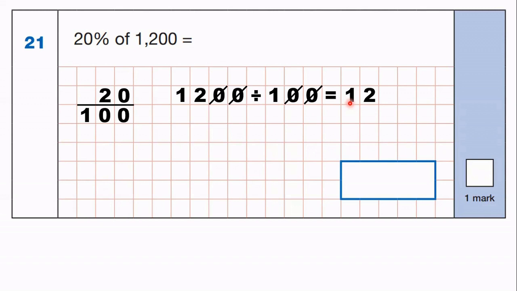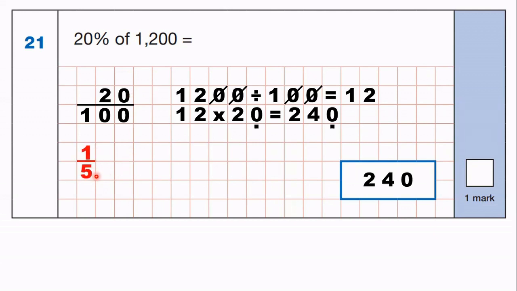So now we can multiply that by the numerator, so multiply it by 20, which gives us 240. Because remember, 12 times 2 is 24, and then if we have one zero in the question, we'll need one zero in the answer. So that's our answer. Now we could have simplified 20 hundredths to 1/5, so then all we need to do is divide by 5. 12 divided by 5 is 2, remainder 2. 20 divided by 5 is 4, and 0 divided by 5 is 0. So we get the same answer.